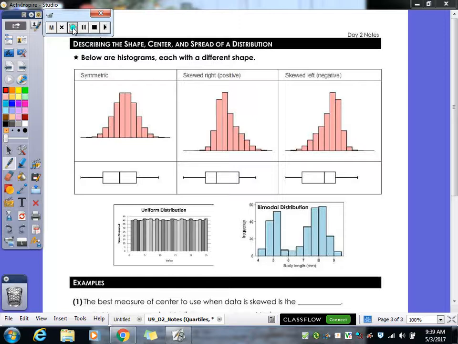So, with your histograms, in order to be able to tell the shape of it, what you want to do is draw a curve going around the bars. You want to be as close as you can to the bars. You can even touch them, that's okay. Don't do some big, huge curve going all the way around the top of it. You want to follow the bars.